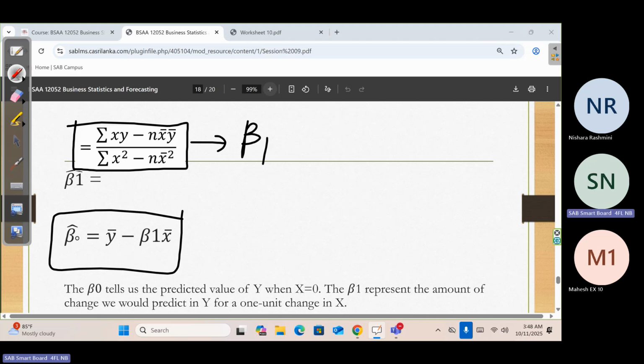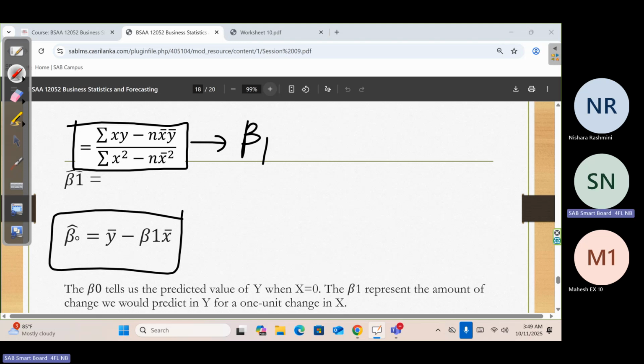Then we take price and quantity demanded. It means when the price is increased by 1 rupee, how many units change in the quantity demanded? It's clear. This one we call beta 1, the slope. Understood? Okay, beta naught is the expected value of y when x equals 0. Beta 1 means, for a 1 unit increase in x, how many units change in y?